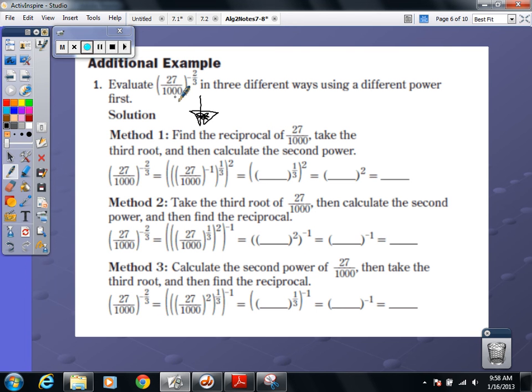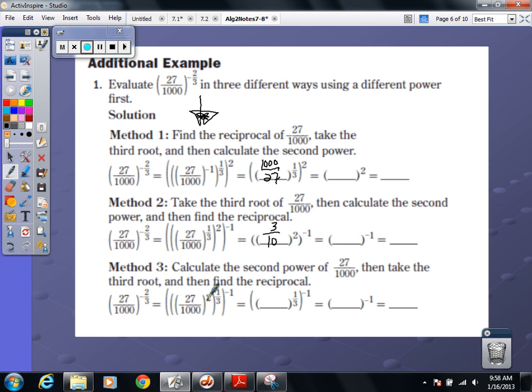If I take 27 over 1,000 to the negative 2/3 power, I could invert it first, in which case I would get 1,000 over 27. Then do the 1/3 and then squared, okay? I could take the cube root first. If I take the cube root first, I think I get 3 over 10. Then I can square it, then I can invert it.